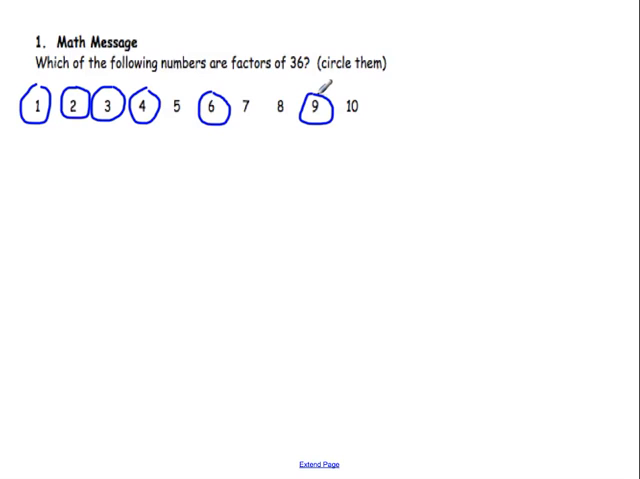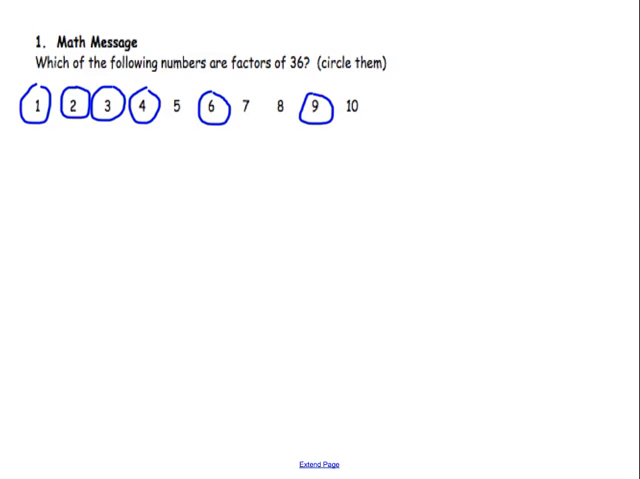We already circled 9, and how about 10? No, hopefully you didn't circle 10. We know that numbers have to be a multiple of 10, so they have to end with 0. All right, so those are the following factors of 36 from this list. If you got them all, great job.